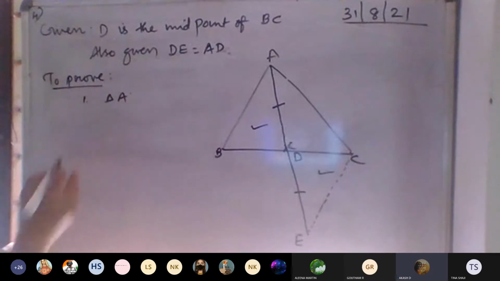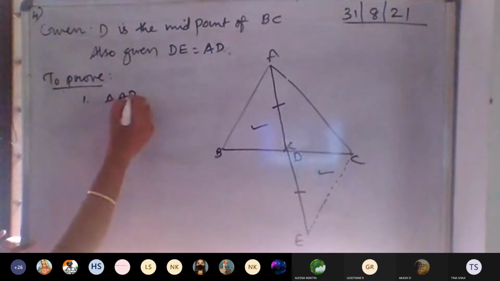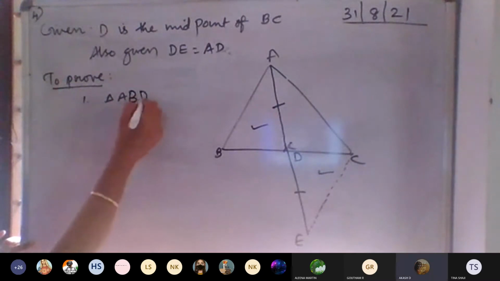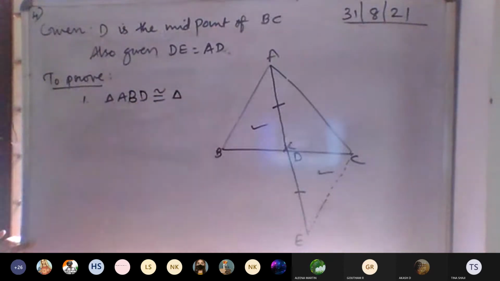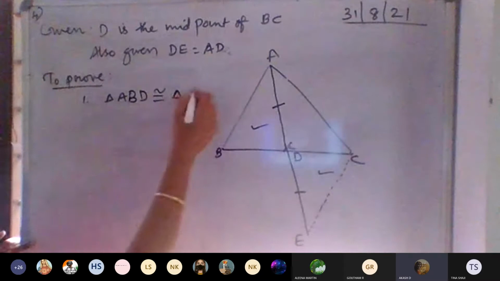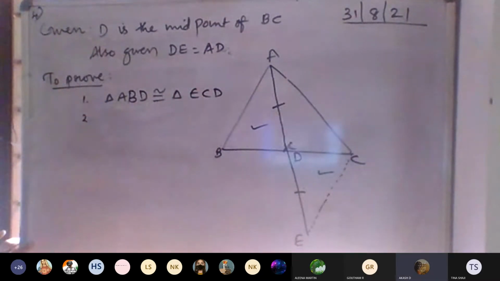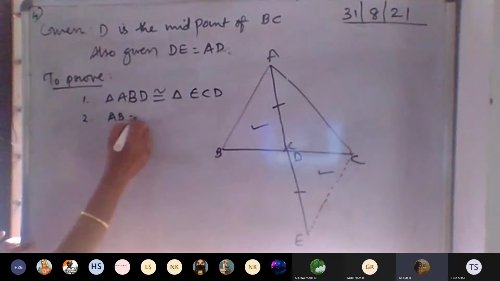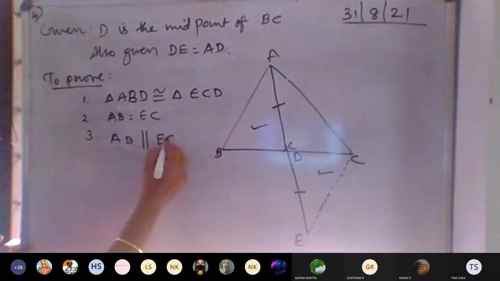Triangle ABD is congruent to triangle ECD. Second one, and also AB is equal to EC. Third point: AB is parallel to EC. The symbol is this one.